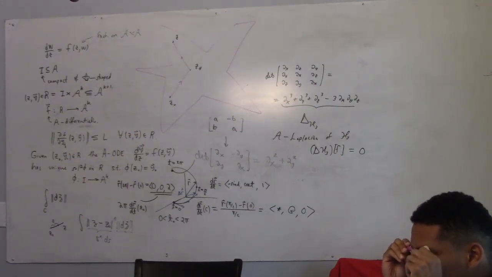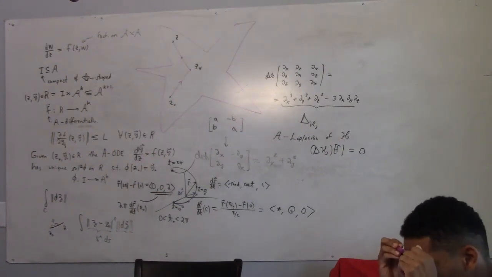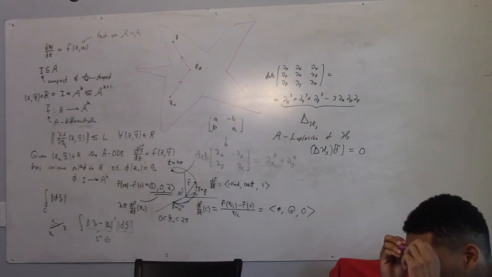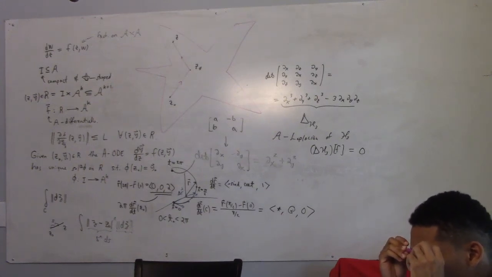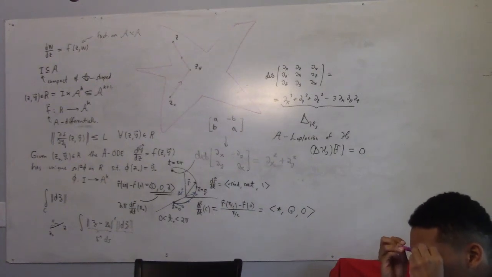So, since I is compact, we know that there exists an s naught such that the norm... that means it's closed and bounded, and so you can only get at most distance s naught away from z naught. So that gives me, now I let beta naught be M over L times s naught.